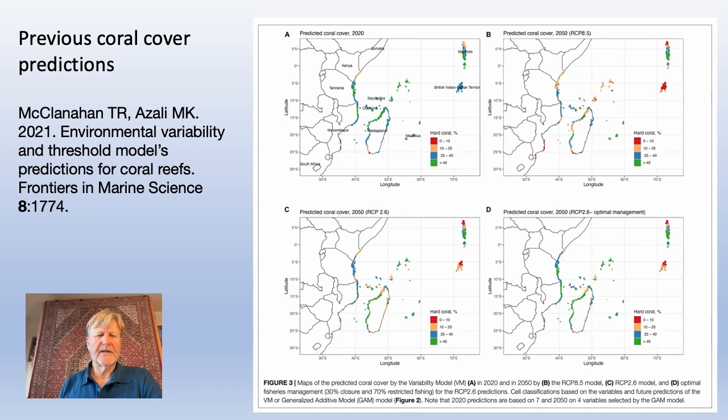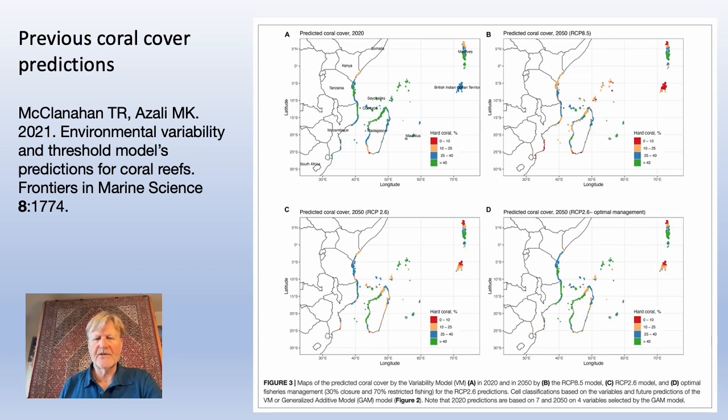We had previously studied coral cover distributions with a very similar method throughout the region, and what we had done there as well was use the IPCC reports and models, what are called CMIP models, to project those environmental variables into 2050, and to look at how things such as coral cover would change across that 30-year period from 2020 to 2050. And these are examples of some of the maps.